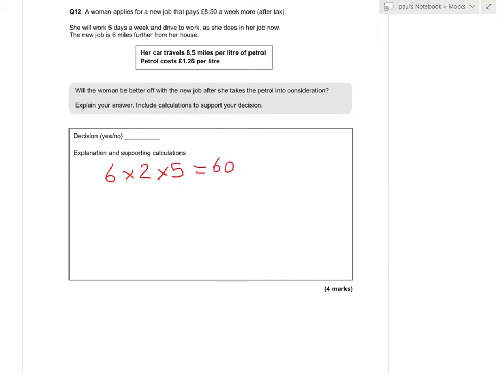Now she gets 8.5 miles per litre. So if we do 60 divided by 8.5, this will tell us how many litres she uses, which is more or less 7 litres of petrol. Now, petrol costs £1.26, so 7 times £1.26 is £8.82.